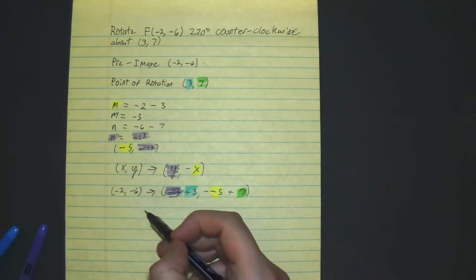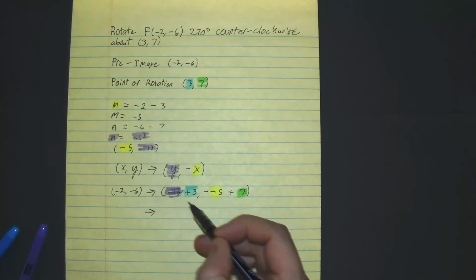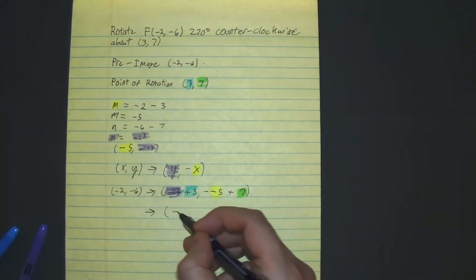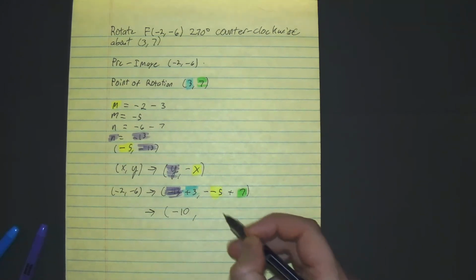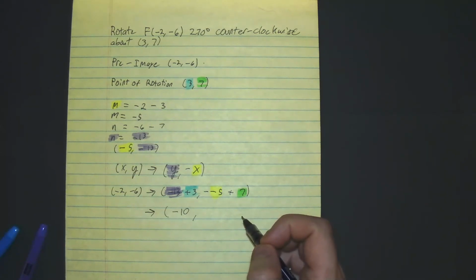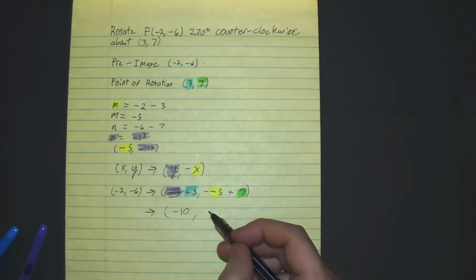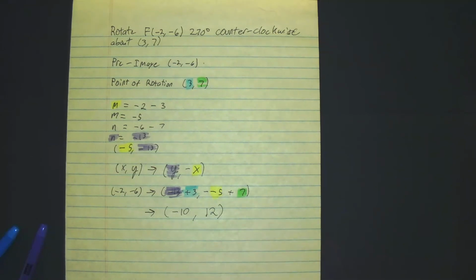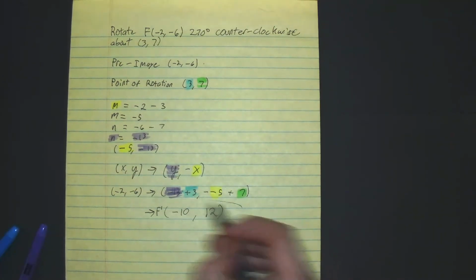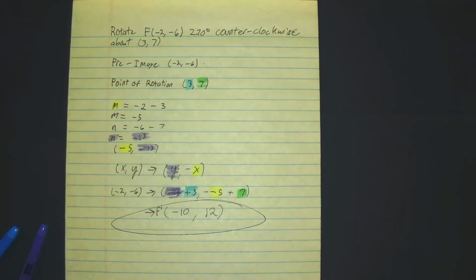So we have right here -13 plus 3 gives us -10. -(-5) gives us a 5, and then 5 plus 7 gives us 8, 9, 10, 11, 12. Who would have thought? Gives us 12. So our location of the rotation, F prime, is located at -10, 12.